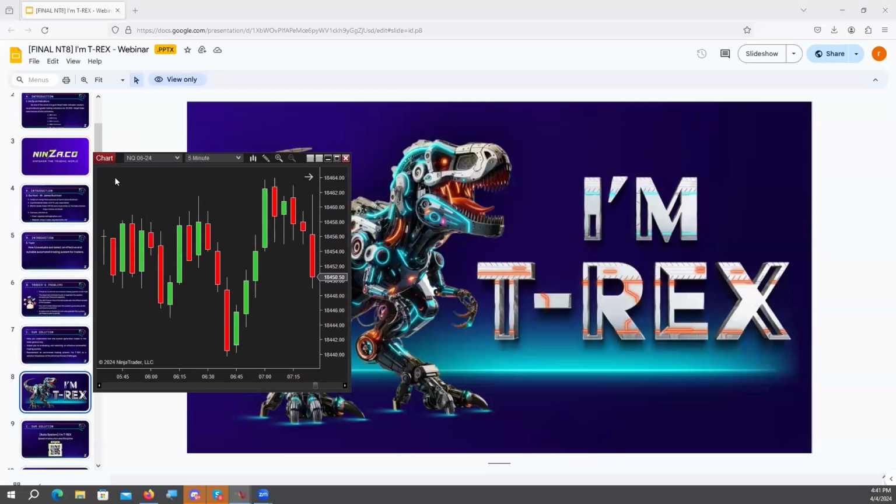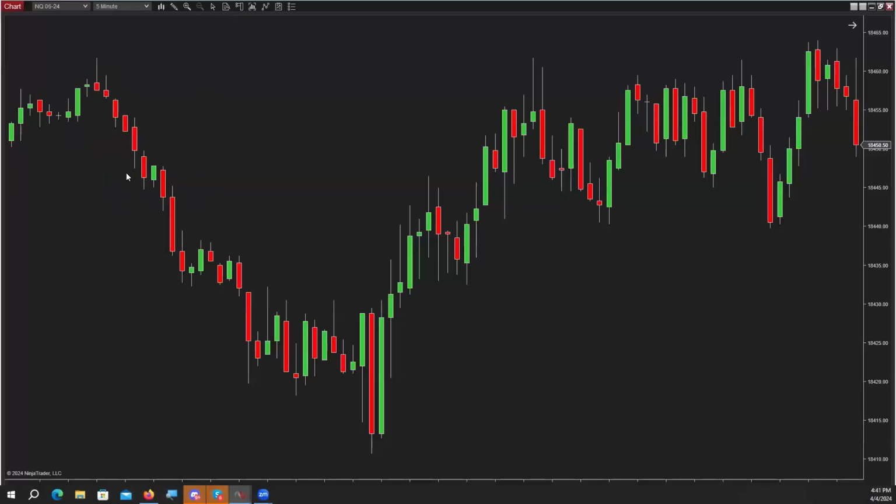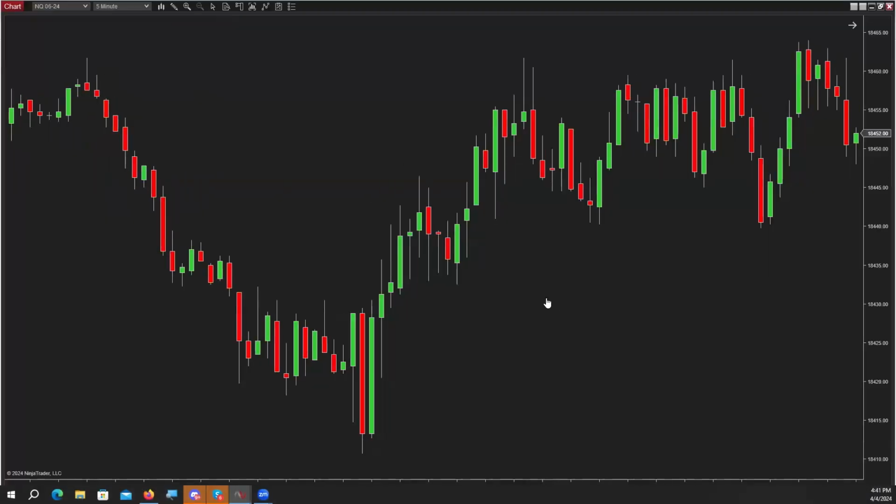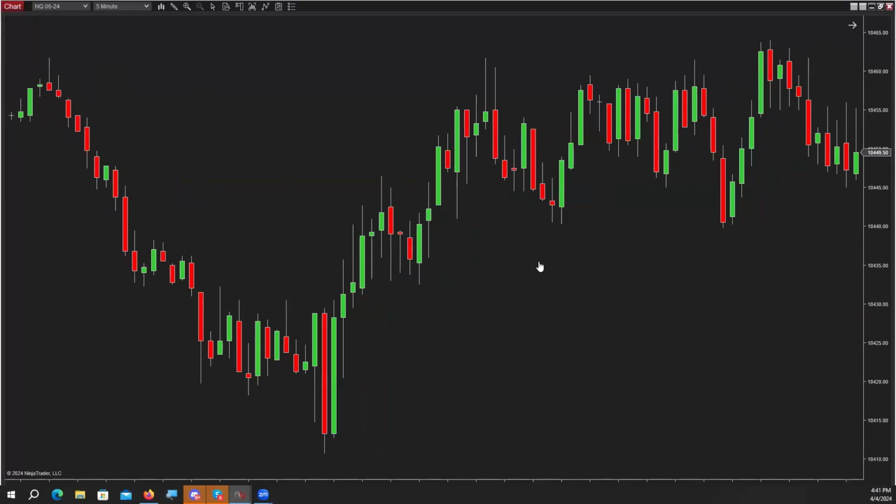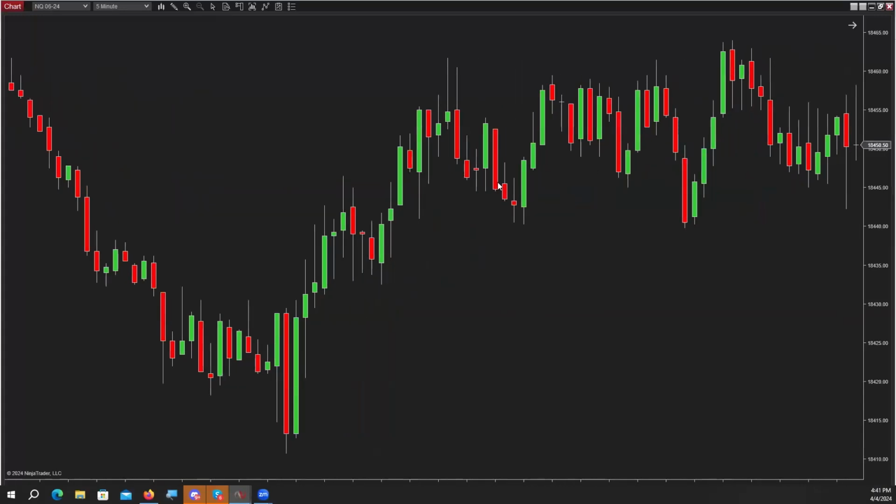But let me show you this. Right here, this area here, this is an area where the market is oscillating between 2 points. This is not trending. It is oscillating back and forth. Now, here is the thing. Most of the time, a market is not trending. It just moves back and forth between points.